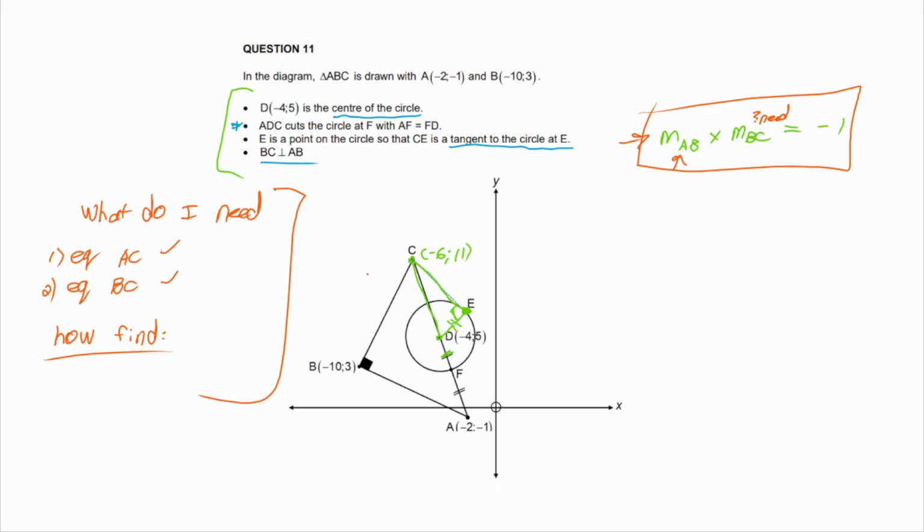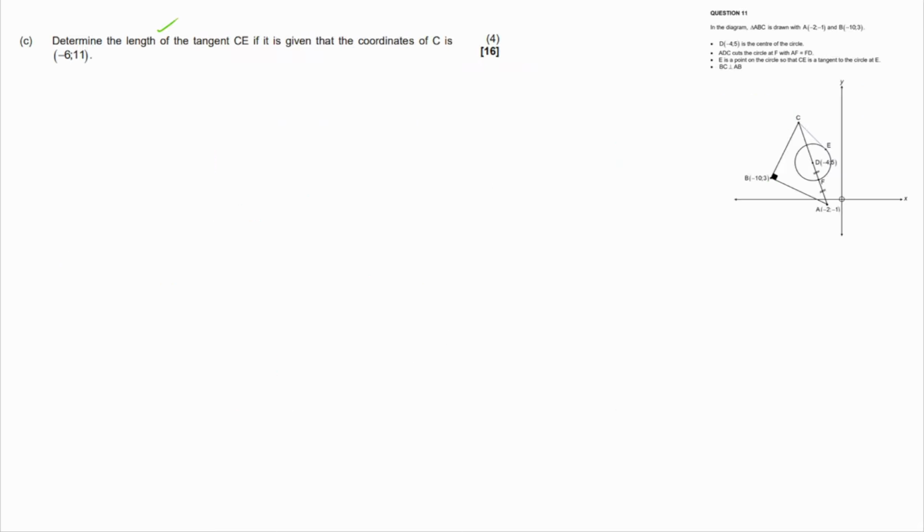So we have this distance and we can find distance DC by using the distance formula. So let us find distance DC. Distance DC is going to be the square root of -6 plus 4 squared plus 11 minus 5 squared. So that's going to give us -2 squared plus 6 squared. So that's square root of 40. CD is square root of 40 units, which is just 2 root 10.